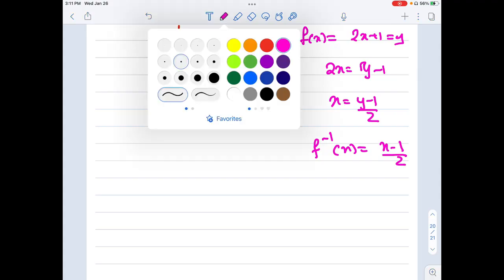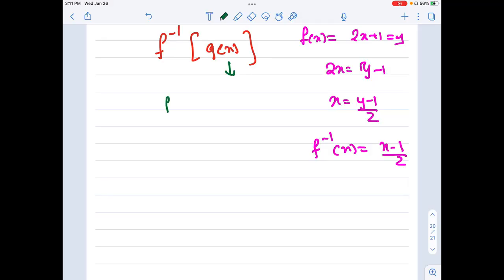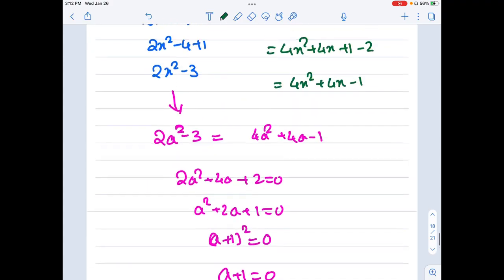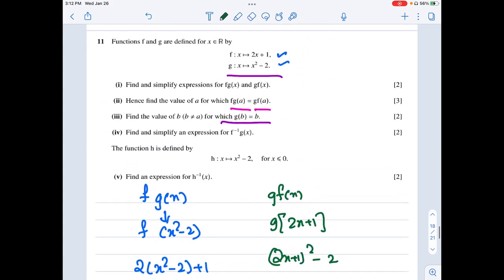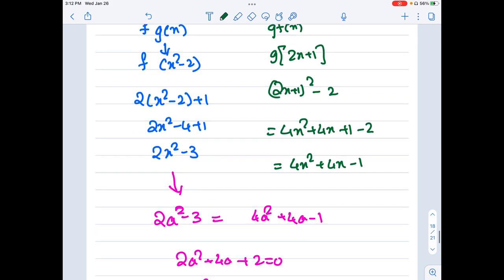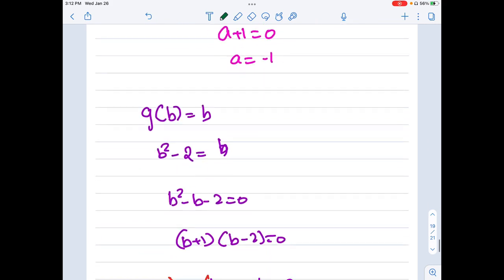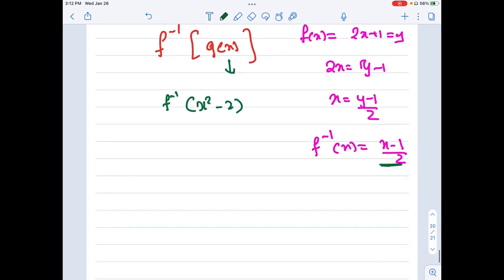Now g of x. What is g of x? x square minus 2. f inverse of x square minus 2. But what is f inverse of x? So I want f inverse of g of x. So it becomes x square minus 2 minus 1 by 2, x square minus 3 by 2. This is f inverse of g of x.